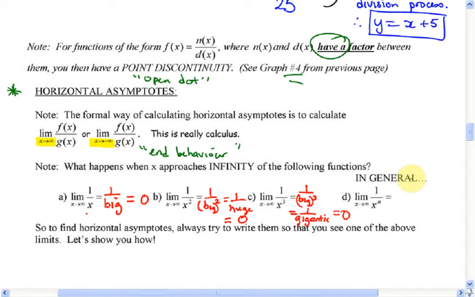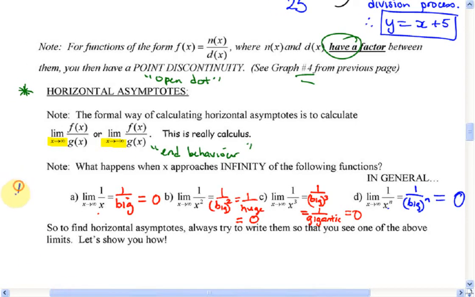Now, what about this one then? 1 over big to the power of n. Now, n could be any whole number, right? 3, 4, 5, 6, 7, 8, 9, forever. But in the end, what's the value going to be? It's still 0. I never asked you for the power of 0, because I don't want to tell you. If x was to the power of 0, let's just leave that for another day.